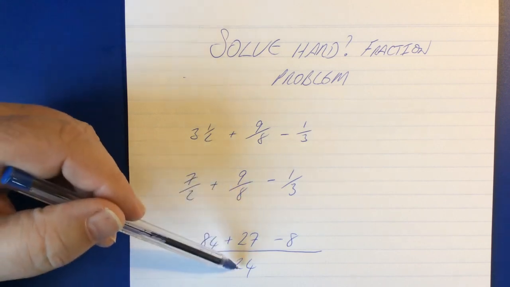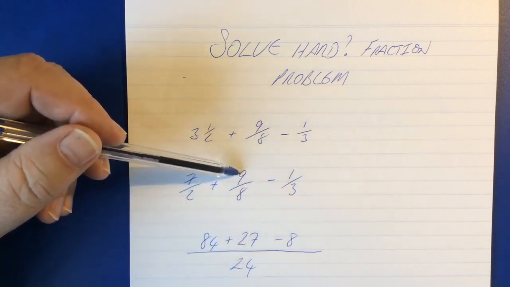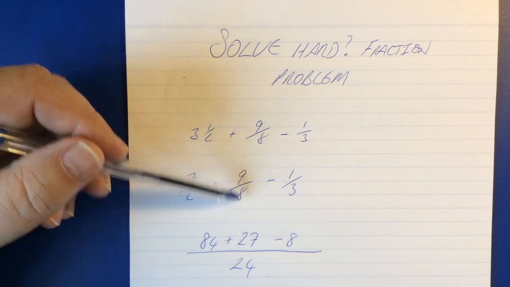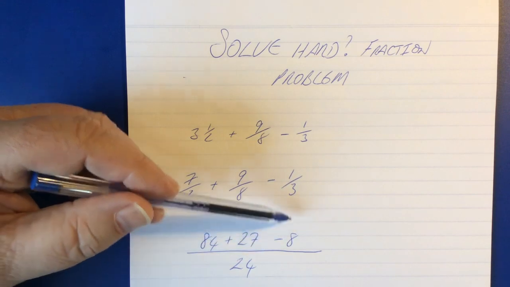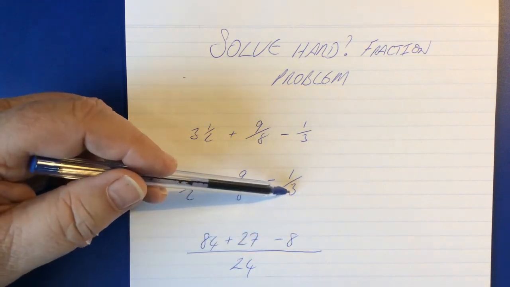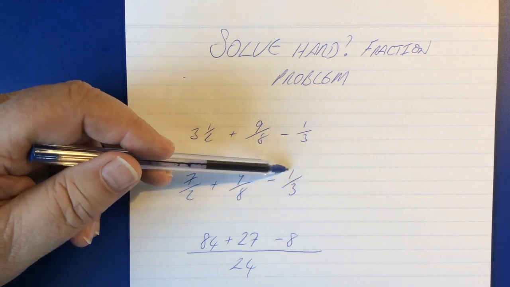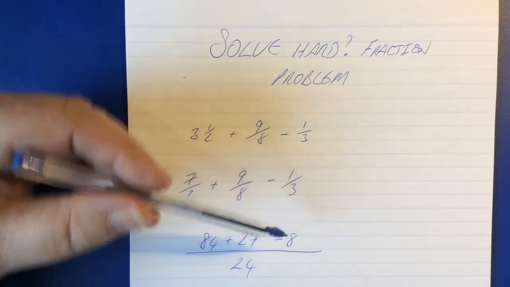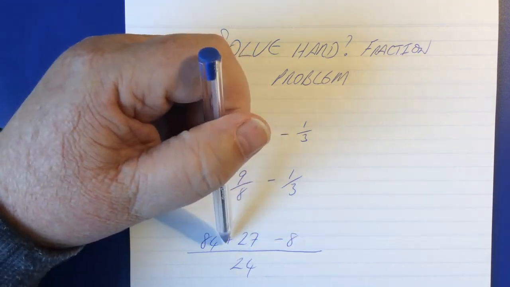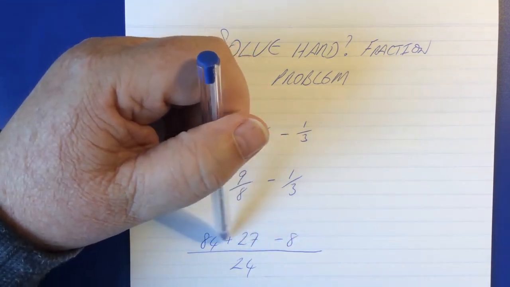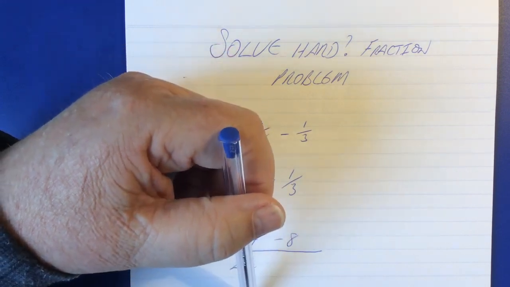To get 8 to equal 24, I multiplied it by 3. So I do the same to the top. 3 9's are 27. To get 3 to equal 24, I multiplied it by 8. So I do the same to the top. 8 1's are 8. That's simple. Then I just work my way through this, and 84 plus 27 minus 8 is 103.